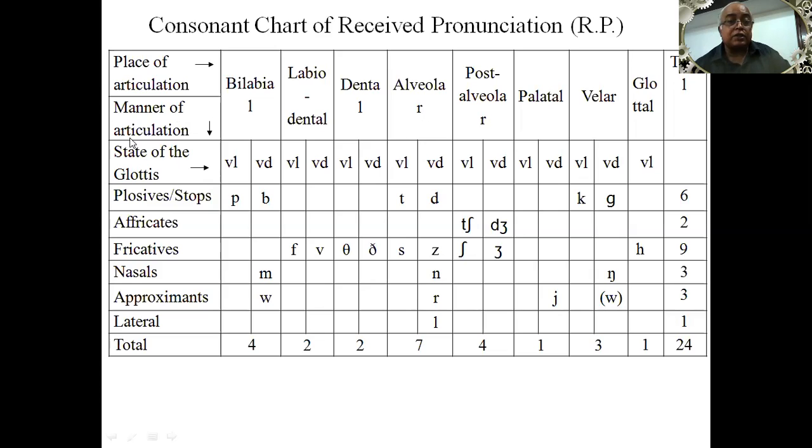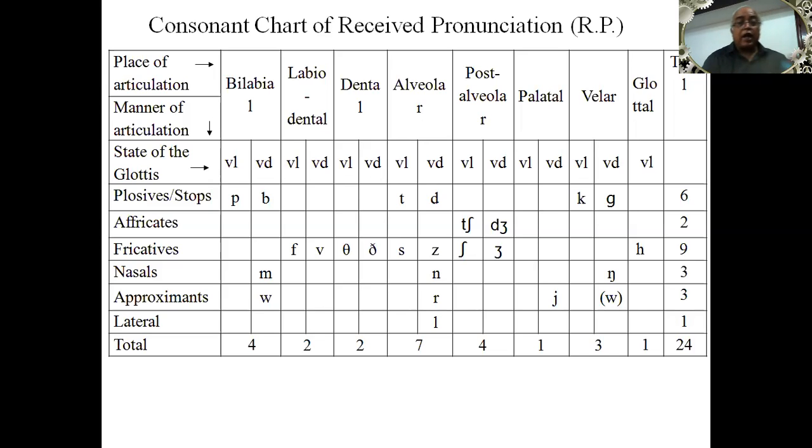And the third criterion is the manner of articulation. It is plosive. So we've got 6 plosive sounds in RP. And what is RP? It's Received Pronunciation. So we've got P, B, T, D, K, and G. 2 bilabial plosives, 2 alveolar plosives, and 2 velar plosives. In each case, there is one voiceless and one voiced.